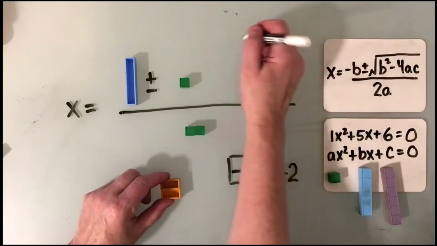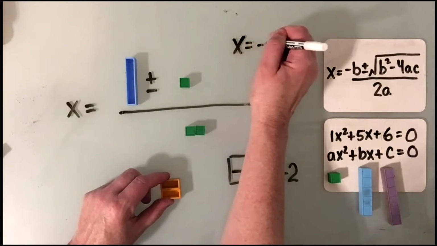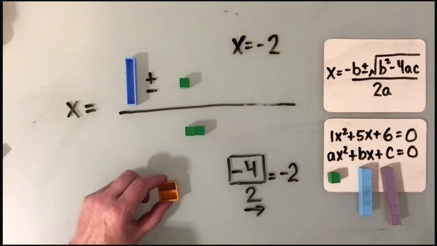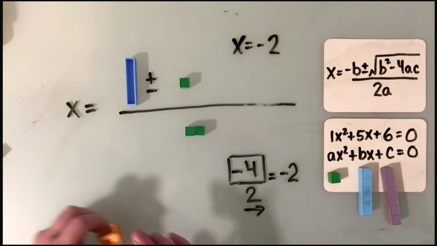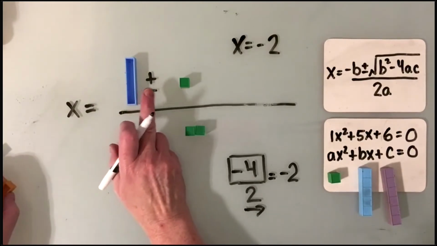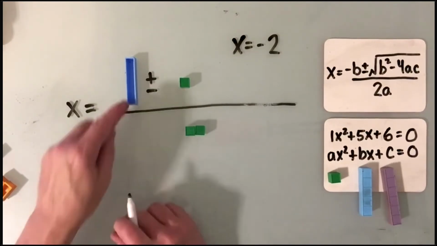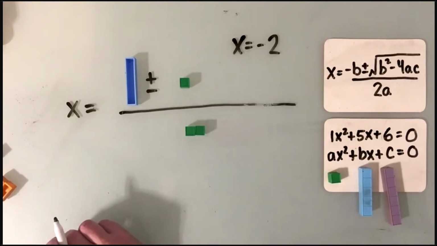Where should I put my answers? How about we put it here? X equals negative 2. That's one answer. That's one thing that makes this equal 0. Okay, so then that was the negative 5 plus 1 all over 2. Now we're going to do the negative 5 minus 1 all over 2.